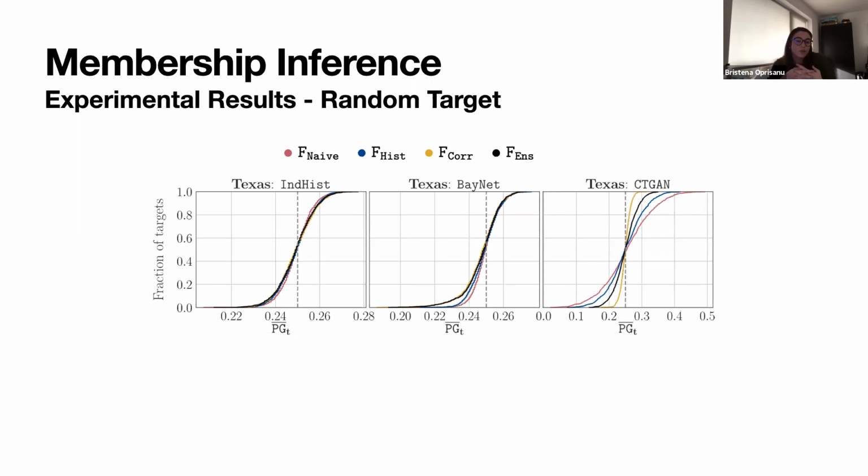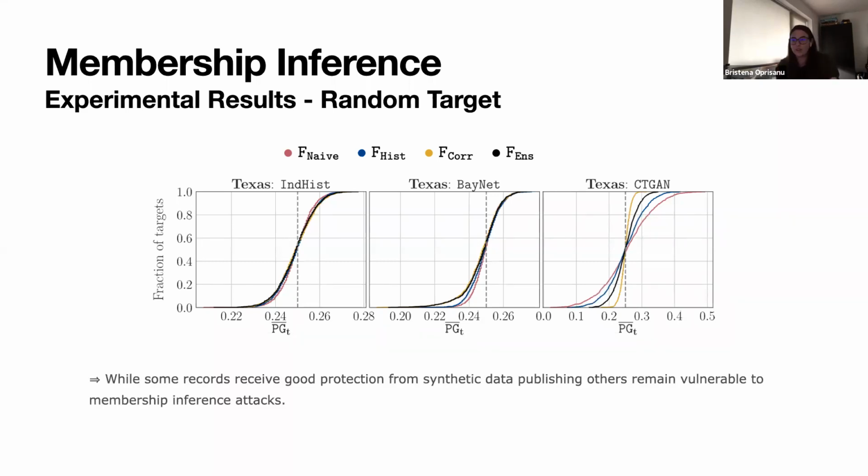And we also think that the high variance in the record privacy gain across training sets for a fixed target demonstrates that it's the combination of training set and target record that determines whether the target has a detectable influence on the data features preserved by the model. So the conclusion of this is that while some records receive good protection from synthetic data publishing, others can remain vulnerable to membership inference attacks.